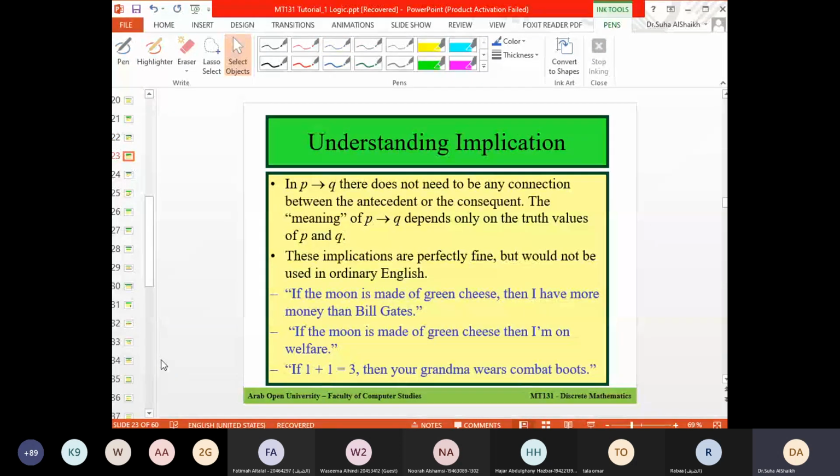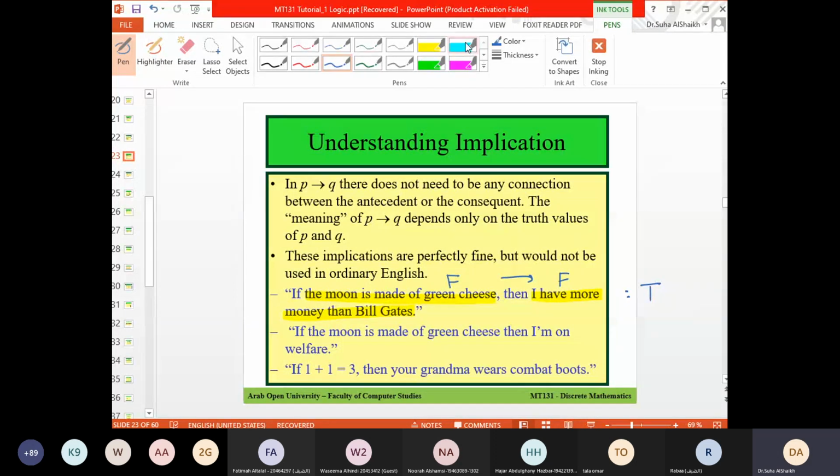We have more examples هنا. Check the examples هنا بالblue. If the moon is made of green cheese, then I have more money than Bill Gates. Now, the moon is made of cheese, true or false? False. I have more money than Bill Gates. I wish. This is false. For false رايح ل false. What's the value of this one? It's true. Yeah?